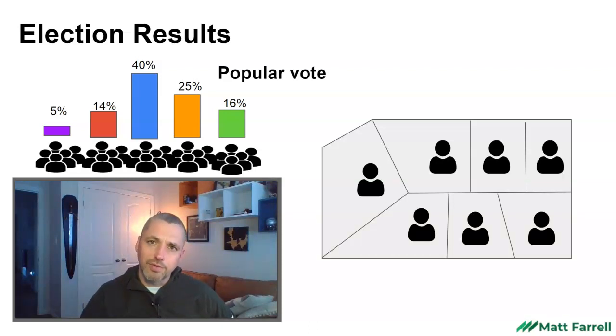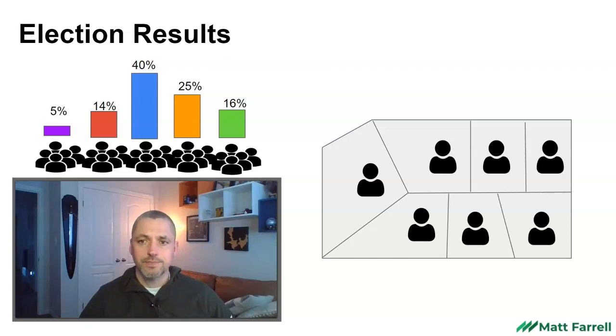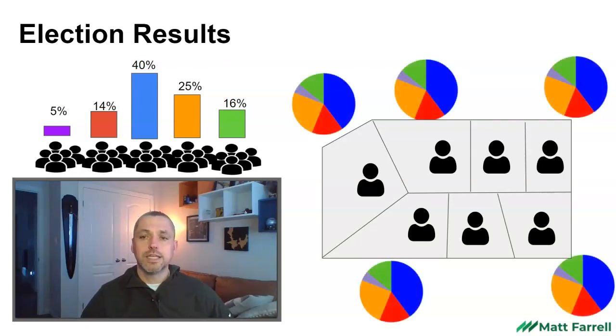We don't care about the popular vote, though. We don't care how these parties fared overall. In a plurality system, in a first past the post system, we care about what happens in each individual electoral district. Those are where the competition is happening. So we want to see the results for each geographic locale, for each electoral district.